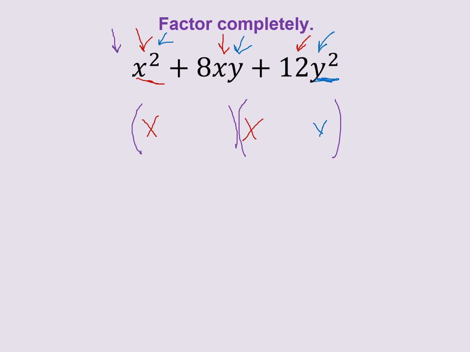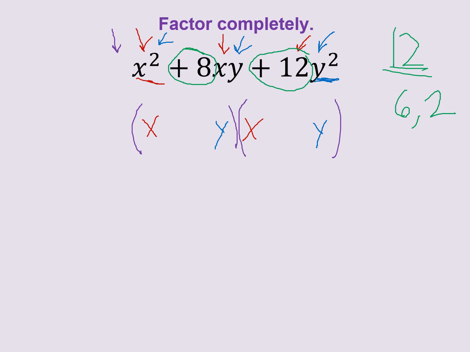So I'm going to put those at the end of each binomial. And then we're going to treat the numerical part just the same as we would. We're going to say, what multiplies to 12 and adds up to 8? Well, I know that 6 and 2 multiply to 12 and they add to 8.